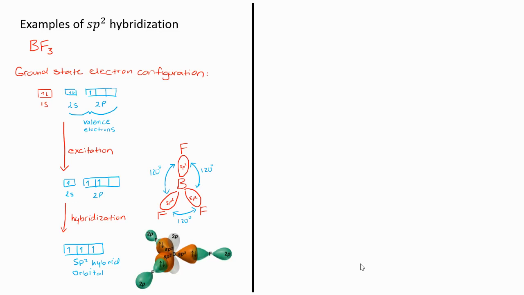Just so that you know, this is a better depiction of what it looks like. It is just a little more complicated to look at all of the orbitals involved. Now, double bonds also form sp2 hybrid orbitals, and we're going to look at this in an example of ethene.